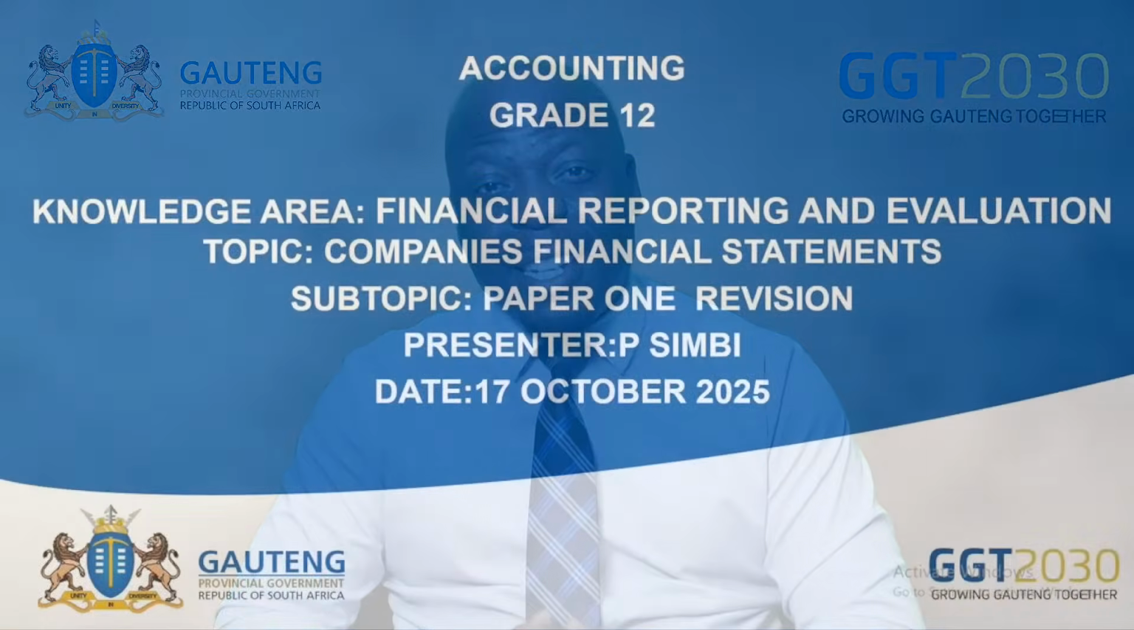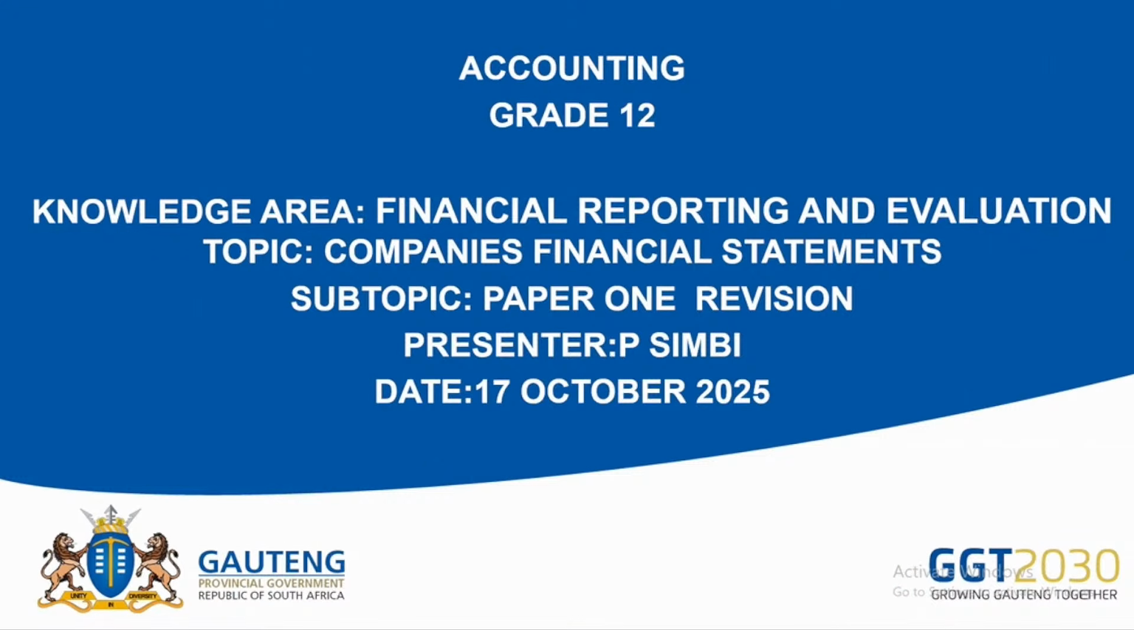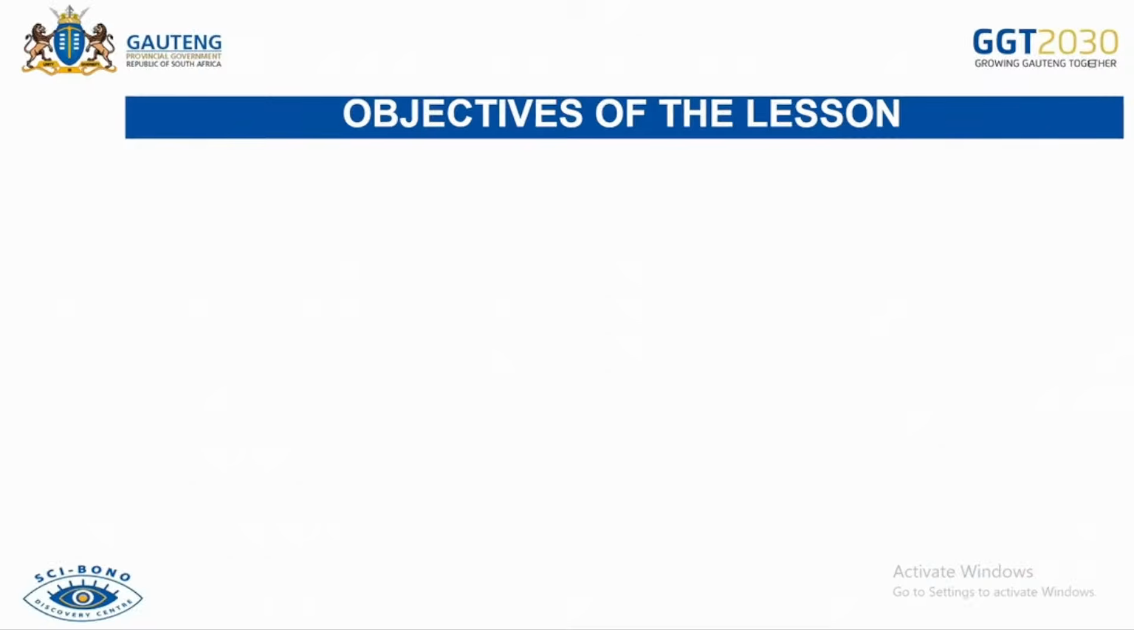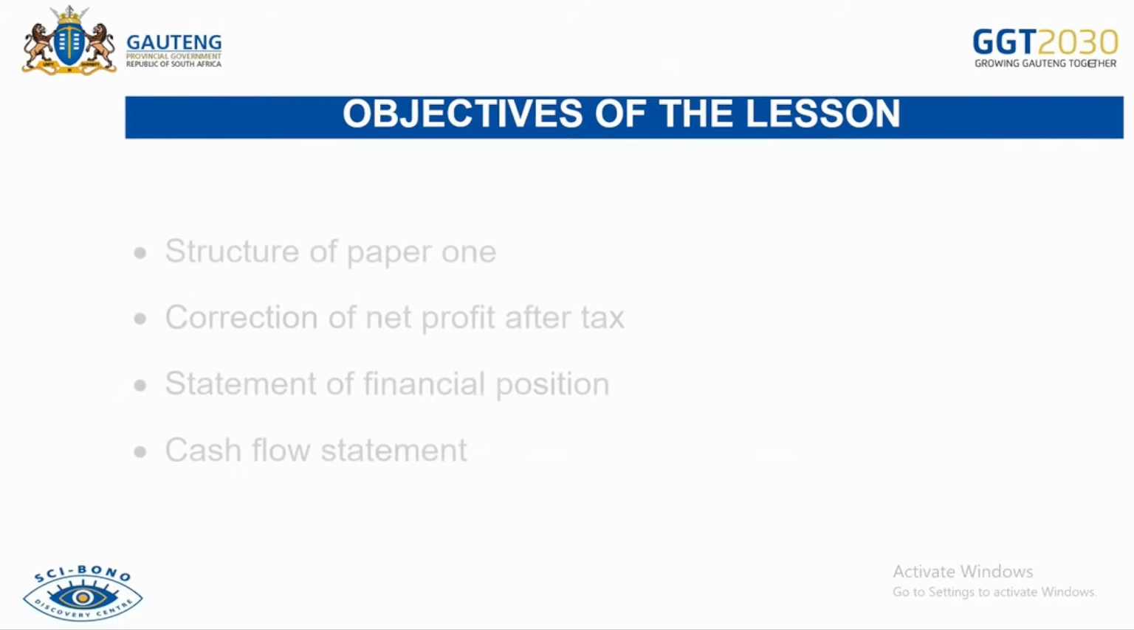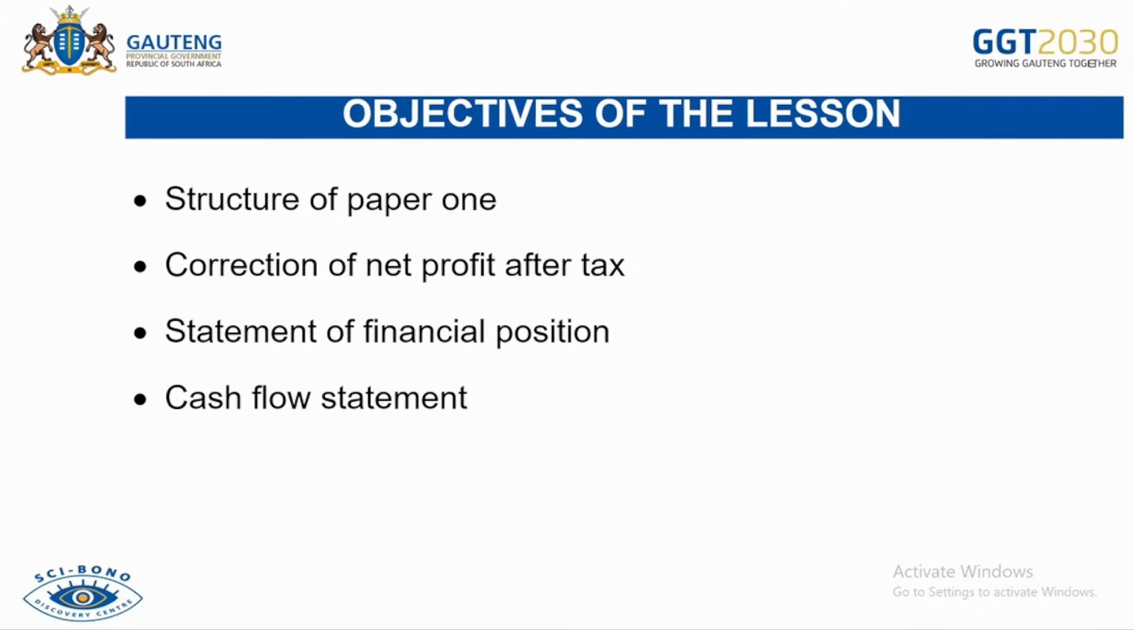Having said that, I will show you today's objectives. Here are my objectives of the lesson. I will speak to the structure of Paper 1. We have done this in this lesson before. Then I'll look at the correct net profit after tax calculation. I'll also prepare the statement of financial position, and I'll also do the cash flow statement.